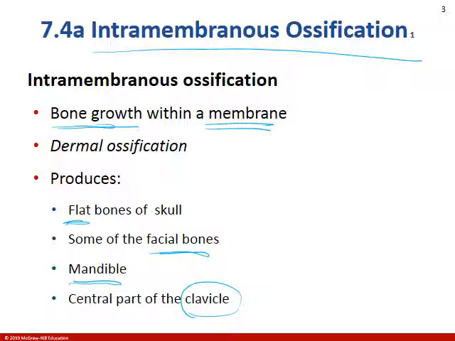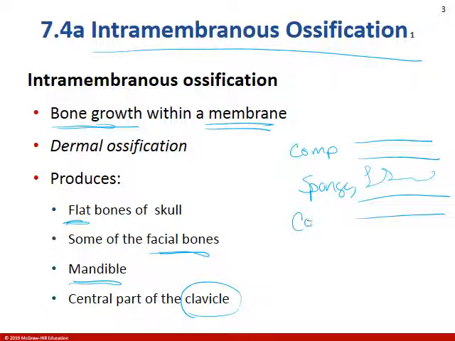If you remember, we have that structure of compact bone, and then we have spongy bone, right? And then we have another layer of compact bone. Remember that diploe structure that we talked about? So intramembranous ossification develops flat bones of the skull, facial bones, mandible, and part of the clavicle.